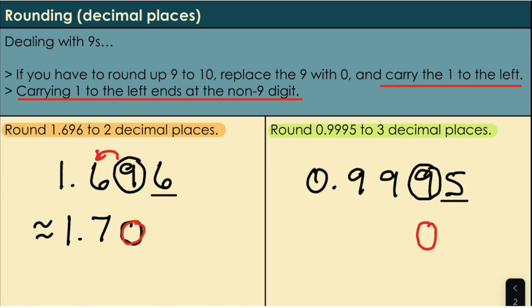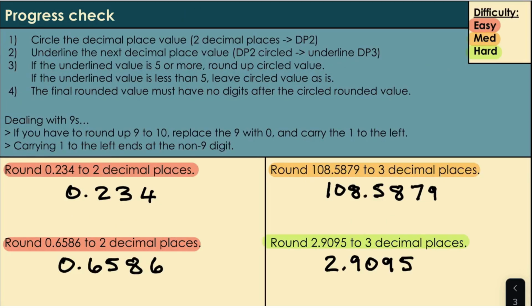So I write the 0 of 10, and the 1 carries across. So it carries across, but now 9 plus 1 is 10, so I write another 0. And the 1 again jumps across to the next 9. So again, the 1 jumps across to the 0 at the front. And we have our rounded value, 1.000.